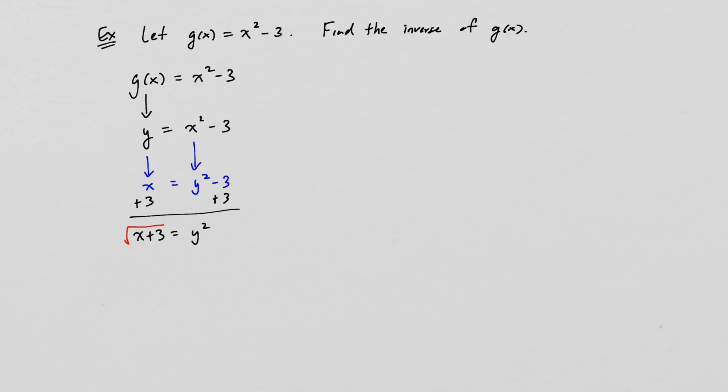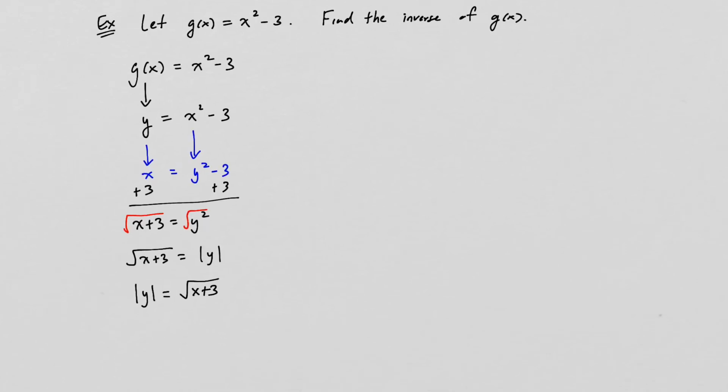And then you guys know the drill. We're going to take the square root of both sides. Now when you take the square root of y squared, you get the absolute value of y. And if I reverse sides here, we get this. And then finally, if the absolute value of y equals radical x plus 3, this means y equals plus or minus radical x plus 3. And so this is our inverse.